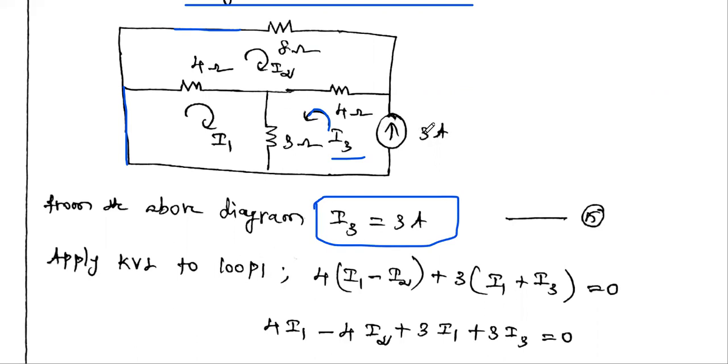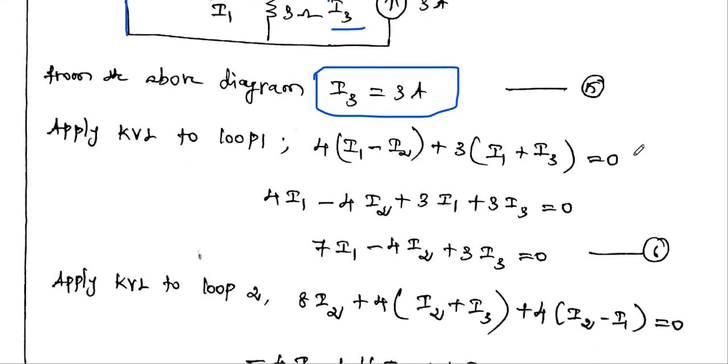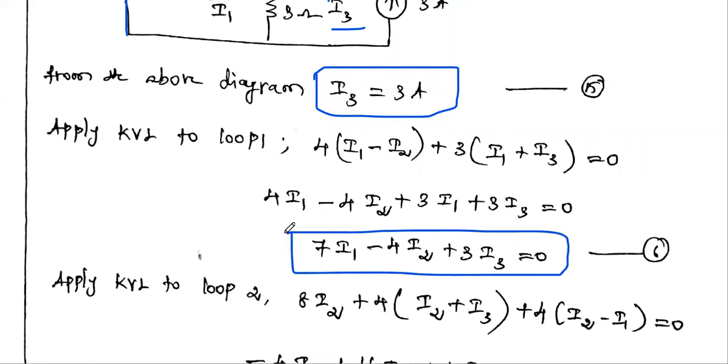Since in the third loop the current source is connected, the current flowing in this third loop is 3 amps. So we can get the I3 answer directly. And we have to write KVL for the first loop and KVL for the second loop. KVL for the first loop is 4 into (I1 minus I2) plus 3 into (I1 plus I3) equal to 0. Then you rearrange, and we can get this equation.